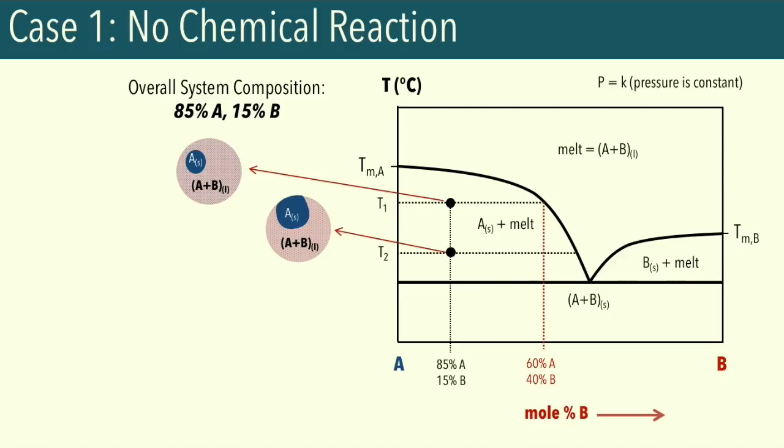Drawing a tie line to the melting curve shows us that the composition of the melt is now 45% A and 55% B. Again, consistent with our earlier analysis, more A moved out of the melt, therefore decreasing the concentration of A in the solution and increasing the concentration of B.